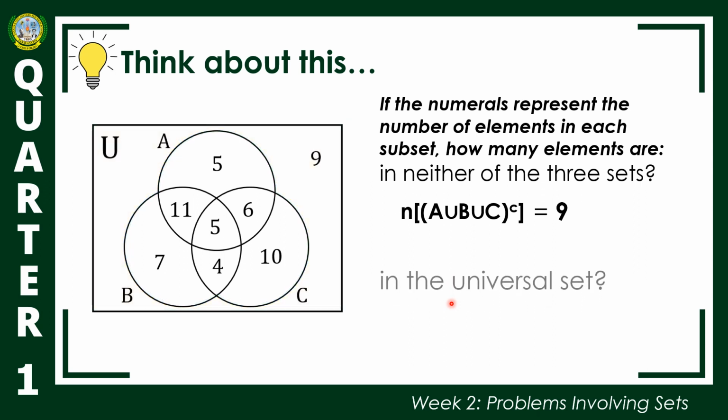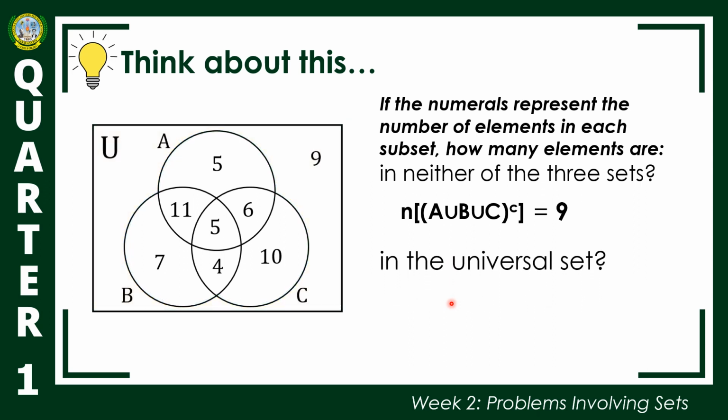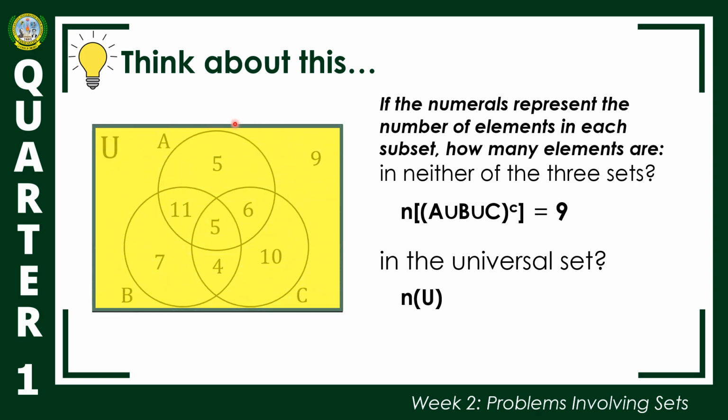Last, how many elements are there in the universal set? So, pag sinabing universal set, ito na po yung pangkalahatan. In symbols, it is written as N of U, or the cardinality of U. So, lahat po ng nasa loob ng rectangle ay ating i-add.